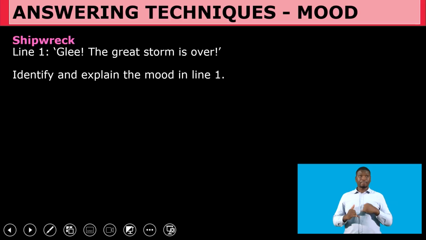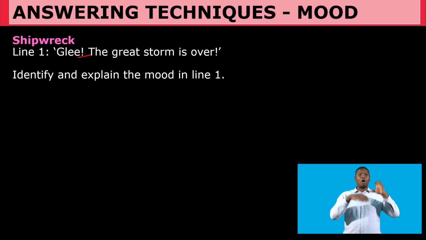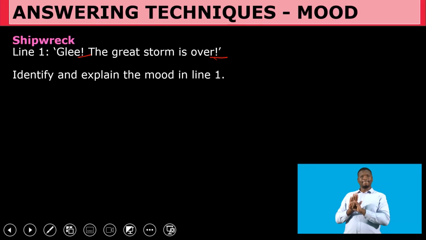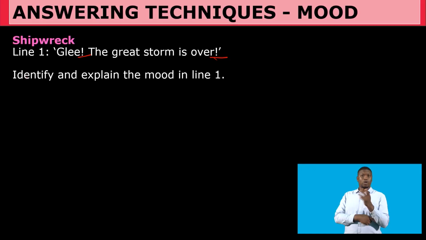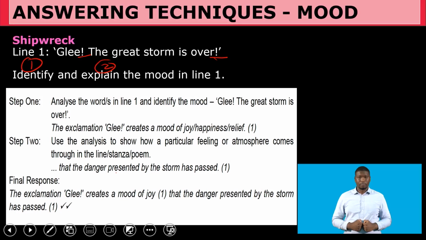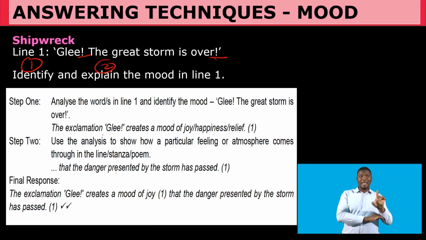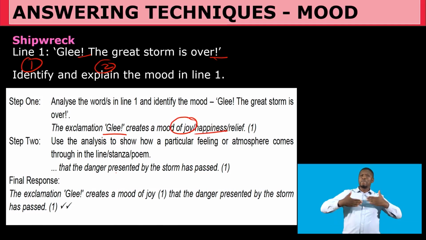Now, let's look at mood. Glee, the great storm is over. Also look at the use of the exclamation marks. So identify and explain the mood in line 1. You will get 1 mark for the identification and the 2nd mark for the explanation. So, step 1 would be to analyze the words in line 1 and to identify the mood. Glee, the great storm is over. The exclamation glee creates a mood of joy, happiness, relief.